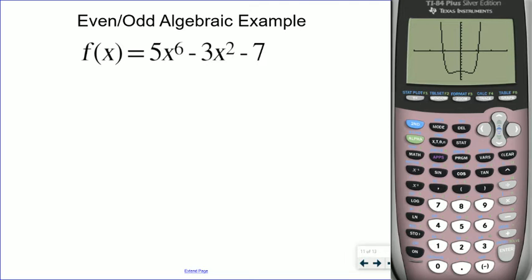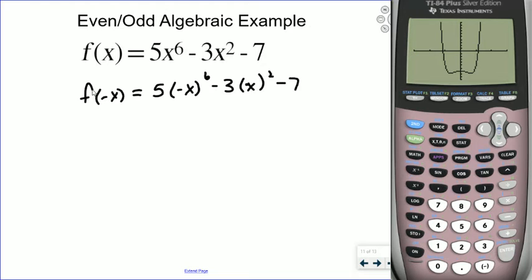We made our guess. That was step 1. Step 2 is we need to plug in f of negative x. So everywhere we see an x, we're going to plug in negative x. So 5 times negative x to the 6th power minus 3 times negative x squared minus 7. All right? So then, if I have negative x times negative x times negative x times negative x times negative x times negative x, or 6 negative x's, well, let's just draw that out. What's that look like? Negative x times negative x times negative x times negative x times negative x.